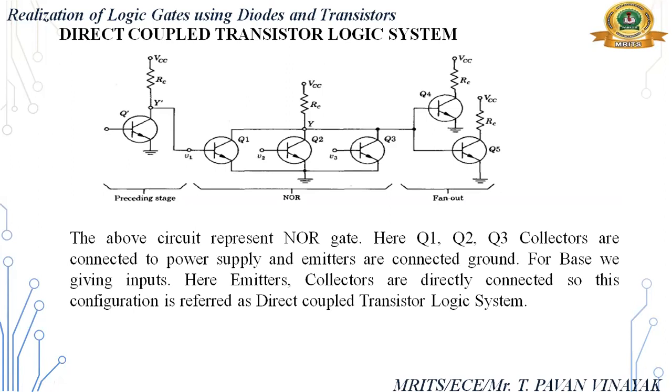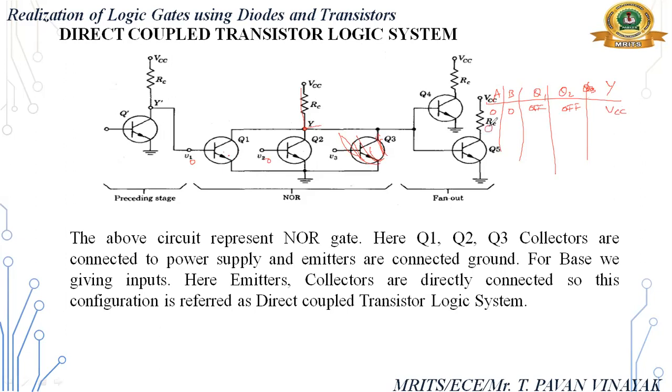See how it works. We have three transistors, right? Q1, Q2, Q3. Let us consider only Q1 and Q2, two inputs only, A and B. Whenever I give 0 volts, 0 volts, what happens? Transistors will be off, right? So Y will be directly VCC, right?